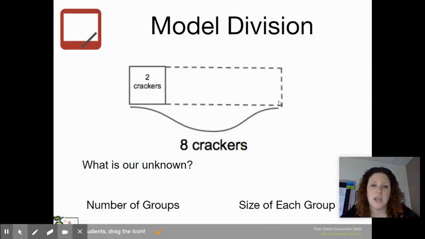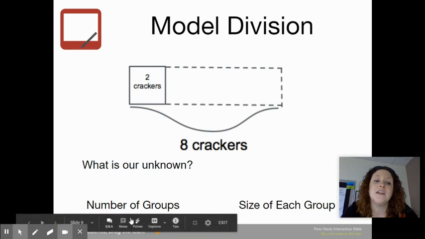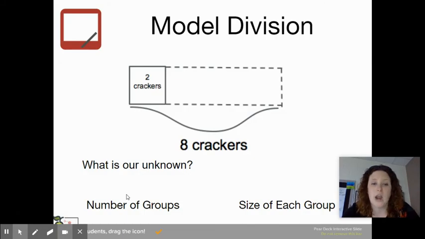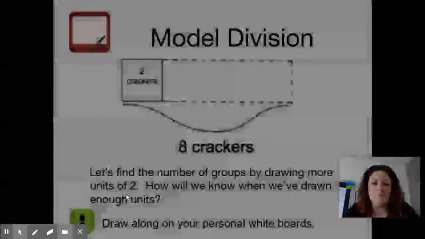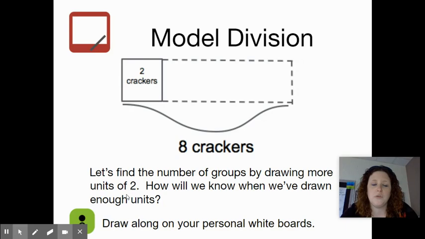So here we have our tape diagram, and the whole thing is going to represent 8 crackers. But now I need to know, if each section contains 2 crackers, how many sections is that going to be? So this time our unknown is the number of groups. We're trying to figure out how many groups there are, how many kids are getting crackers. So let's draw more groups of 2.